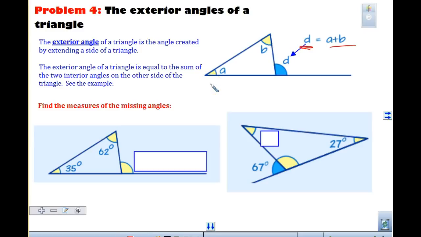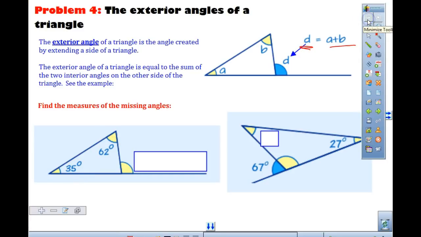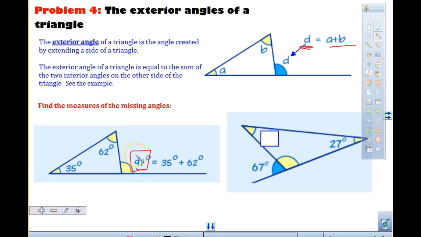So if I know that this is 62 plus 35, I can write 62 plus 35, which equals 97. So if I know this is 97, could I easily find this angle right here? Because what do I know about these two together? They are supplementary, right?